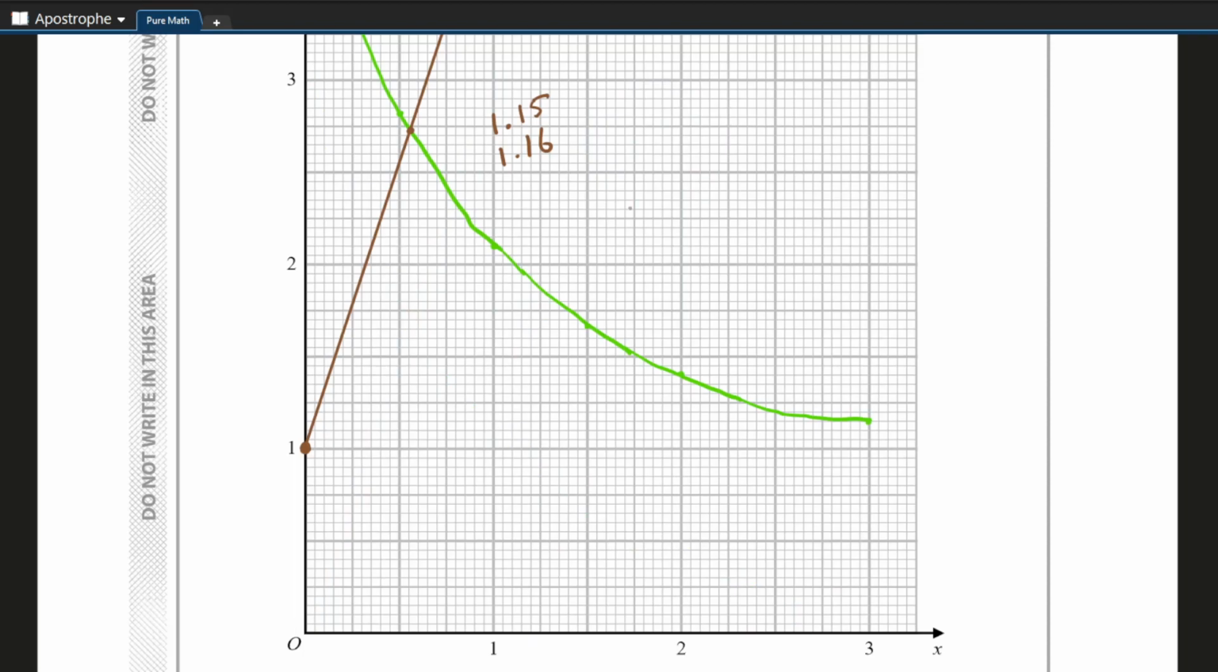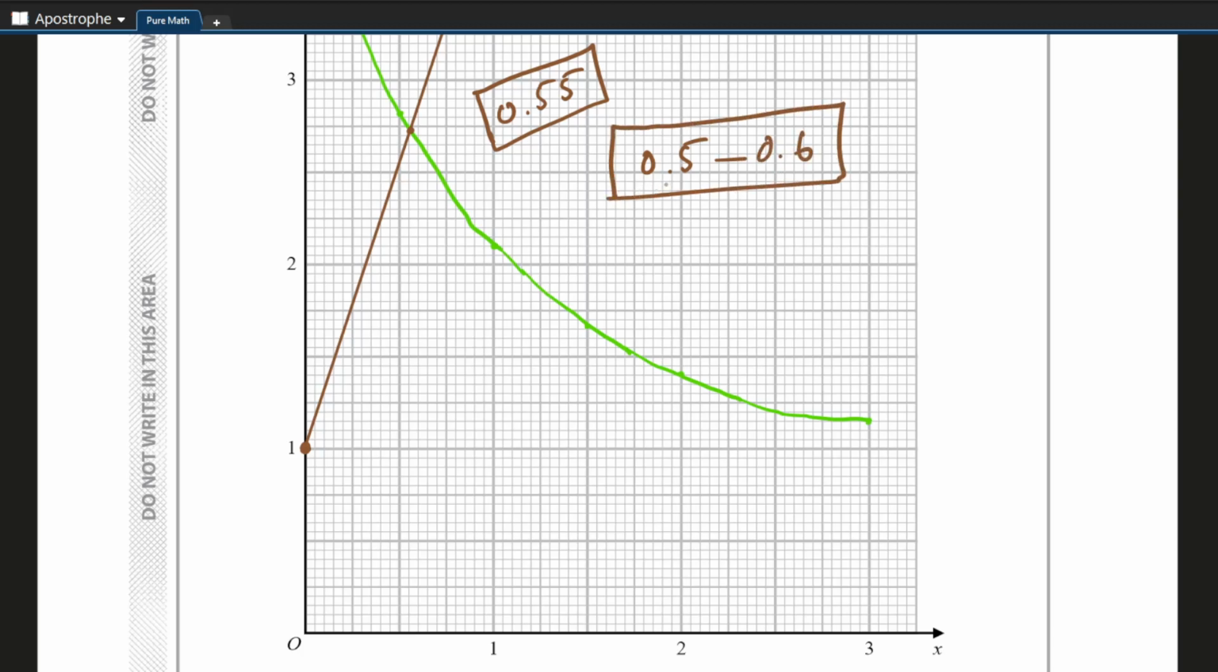Oh, sorry. This is not 1.15. This is actually 0.5. So 0.55, I would say for me, or close to that. For you, it should be between 0.5 to 0.6. It should be within this region. Otherwise, your graph, your error percentage is way too high. In order to get full marks, your range has to be within these two numbers.